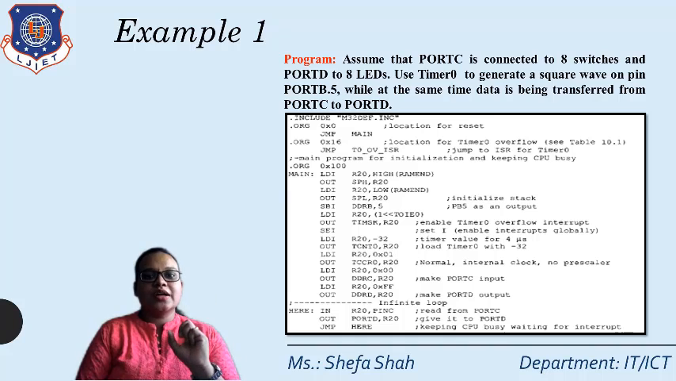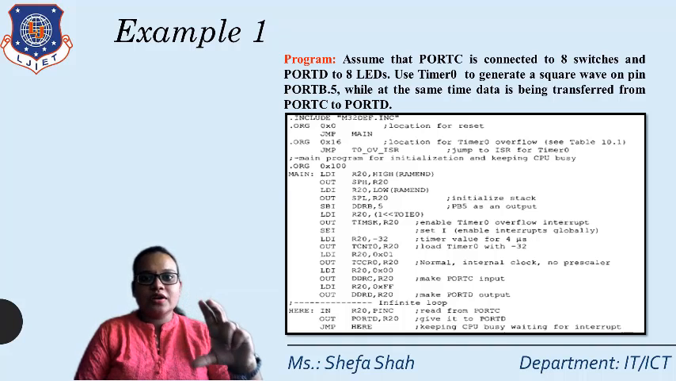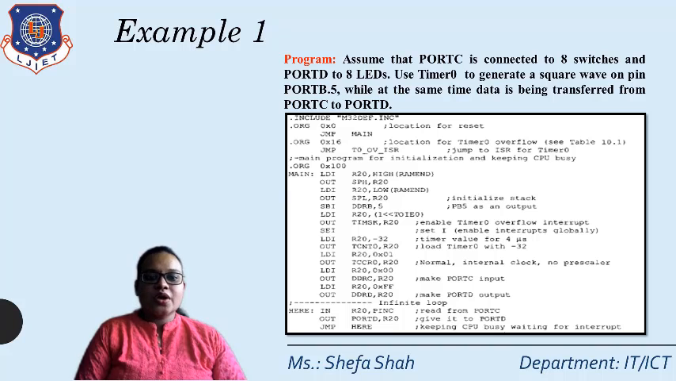We need to initialize the stack first. As you can see in the main program, the first 5 lines are for the stack pointer, where we need to store the address. LDI R20, HIGH(RAMEND), the ending address of the RAM, is passed to SPH, the stack pointer higher byte. And LDI R20, LOW(RAMEND), the low address of RAM, is passed to SPL, the stack pointer lower byte.